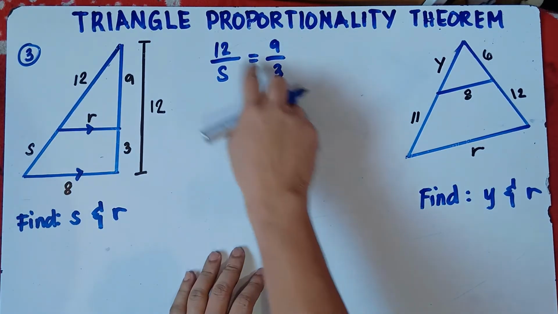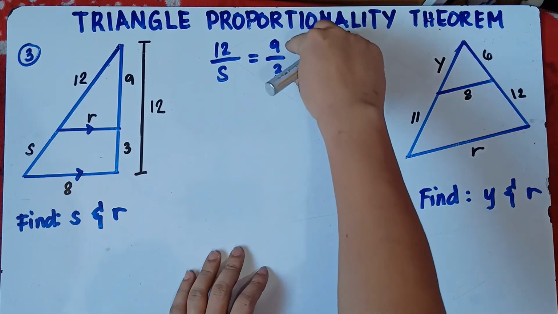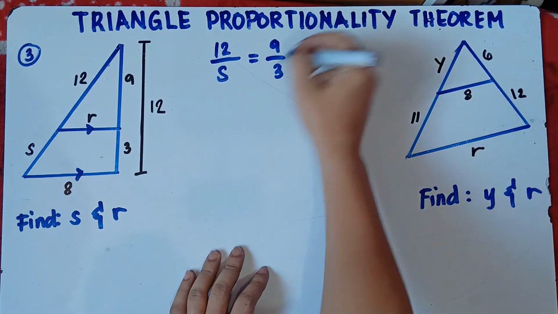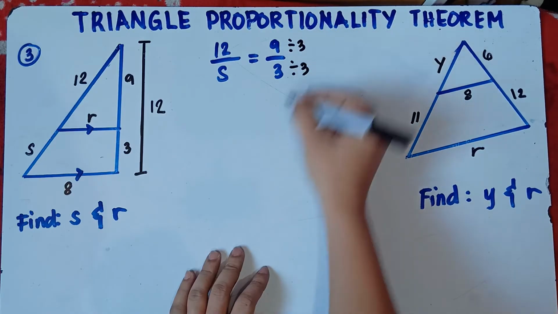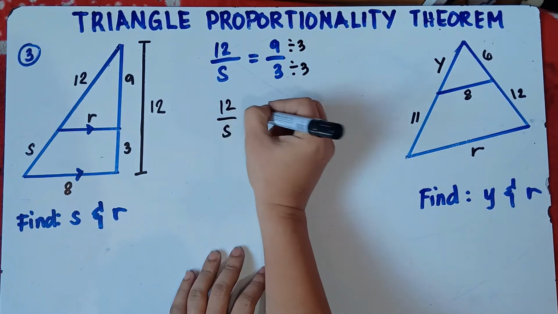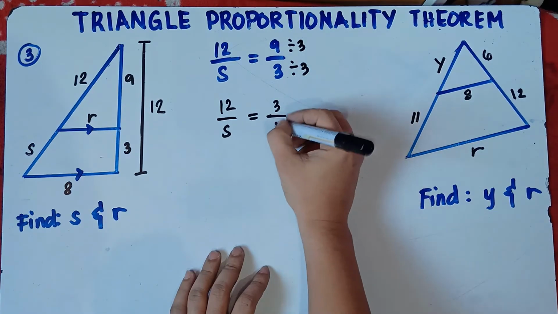So once again, you can just simply cross multiply, or you can reduce this one. Can we reduce this one? Yep, we can reduce this one by 3, right? So it's better for me to reduce. Divide by 3. So this will be 12 over S is equals to 9 divided by 3, that is 3. 3 divided by 3, that is 1.